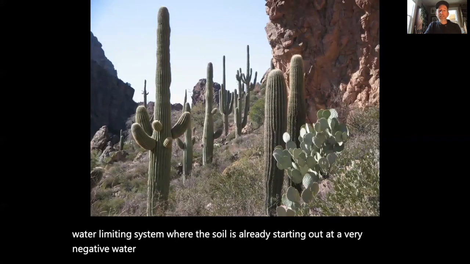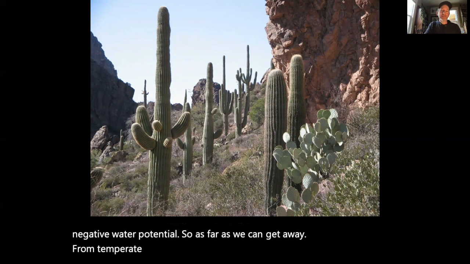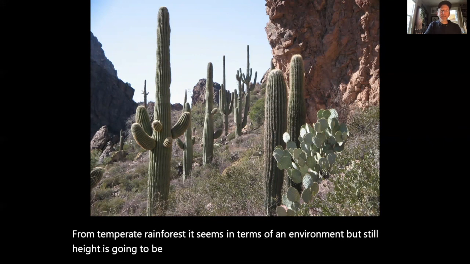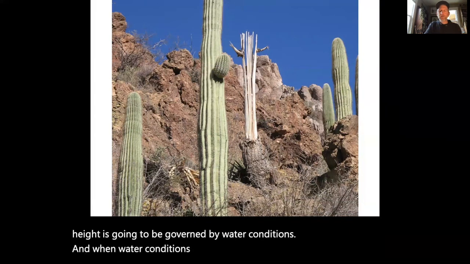So as far as we can get away from temperate rainforests, it seems, in terms of an environment, but still height is going to be governed by water conditions. And when water conditions aren't going to work out, of course, we have catastrophic failure, just like we do in trees.